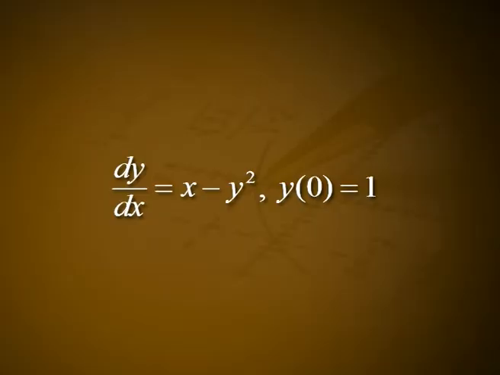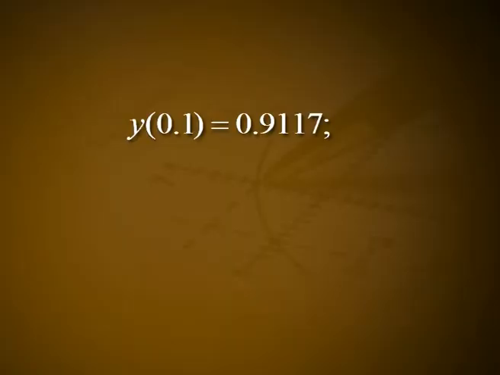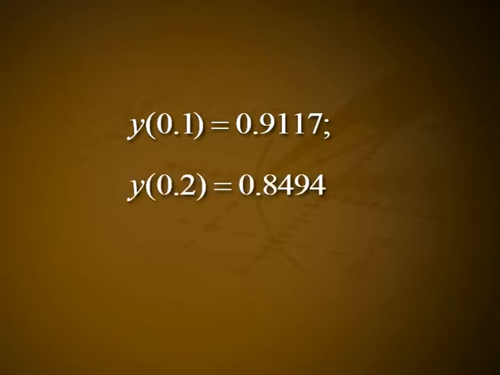Problem. Using Adams-Moulton's method, find y(0.4) for the initial value problem dy/dx = x - y^2 with y(0) = 1. Solution. Using the Runge-Kutta method of order 4 with step value h = 0.1, the following values are obtained: y(0.1) = 0.9117, y(0.2) = 0.8494, y(0.3) = 0.8061.